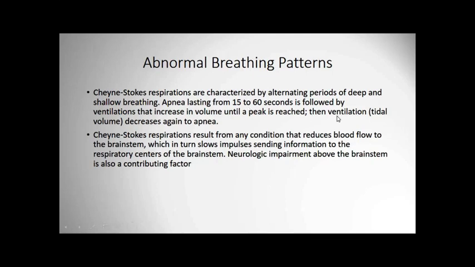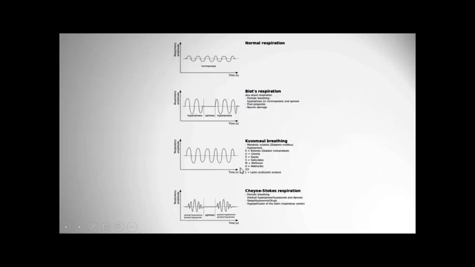Then the ventilation, the tidal volume, will decrease again, going to apnea. A period that can be up to 1 minute without respiration, then starts increasing the tidal volume, reaches a peak and then goes down until apnea develops for 15 to 60 seconds. This can result from any condition that reduces the blood flow to the brainstem. Okay, any interruption of the circulation to the brainstem that slows impulses that send the information to respiratory centers. Any other problem above the brainstem can also contribute to this Cheyne-Stokes respiration.